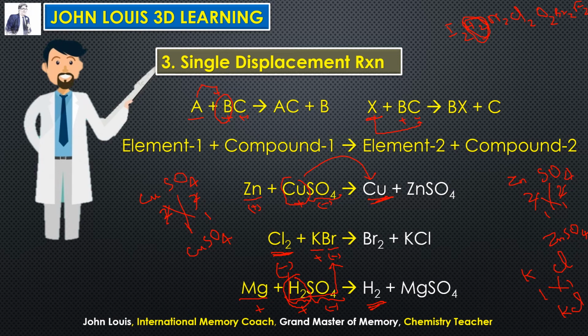How does magnesium sulfate form? Magnesium valency is 2, sulfate valency is also 2. Therefore when you simplify, you get 1:1. So when you interchange, you get MgSO4. So that is what we need to write here. Hope you got it. So that's all about the single displacement reaction.